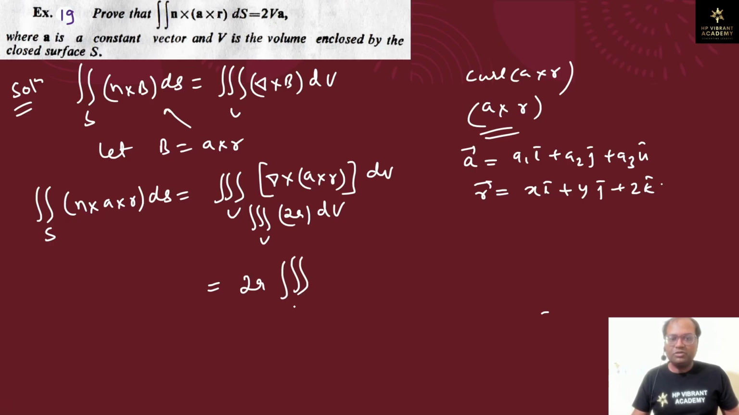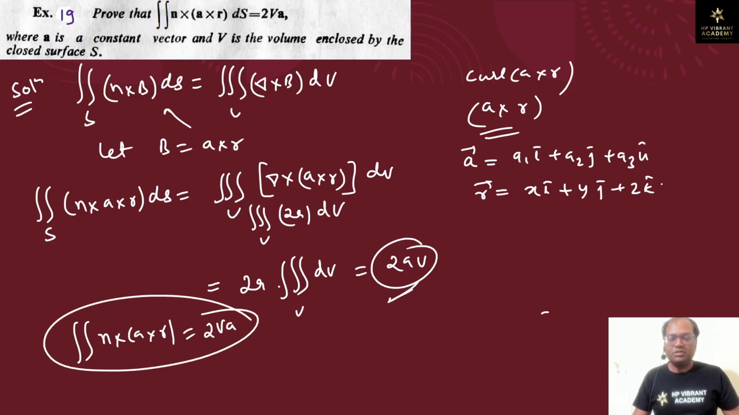2A and volume integral dV. So this is nothing but 2AV. Okay, so we have N cross A cross R is equal to 2VA. Okay, now let us discuss question number 20.